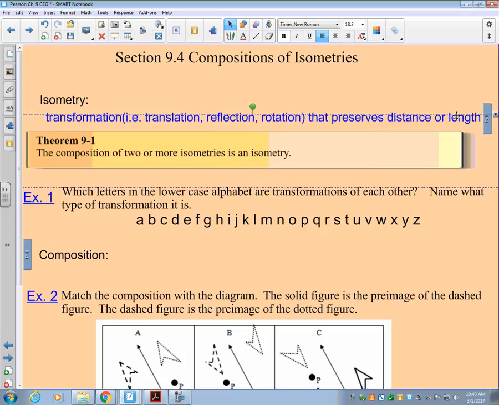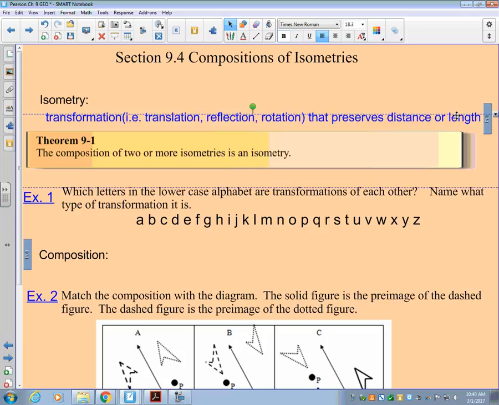Well, not right now. We're not there yet. We're on example 1. Dylan, can you read example 1 for me? Which letters in the lowercase alphabet are transformations of each other? Name what type of transformation it is.